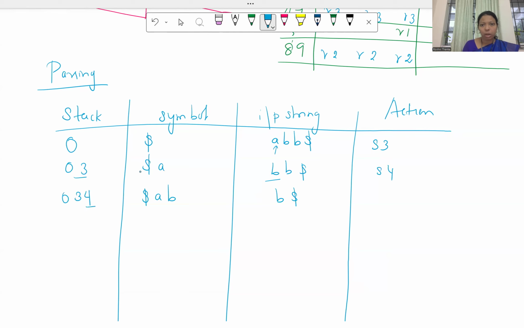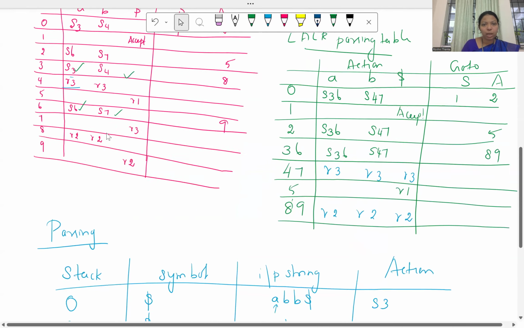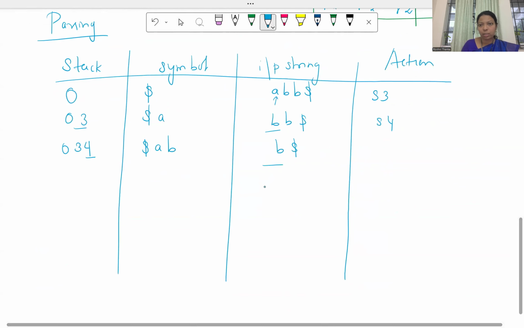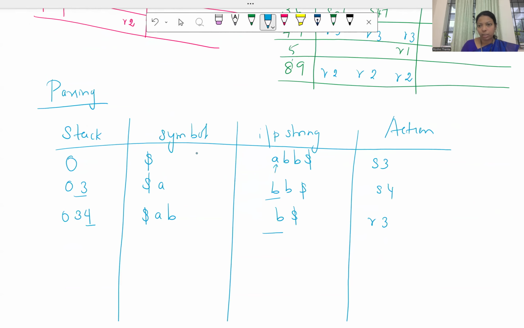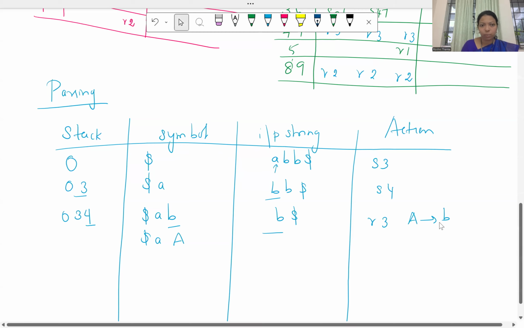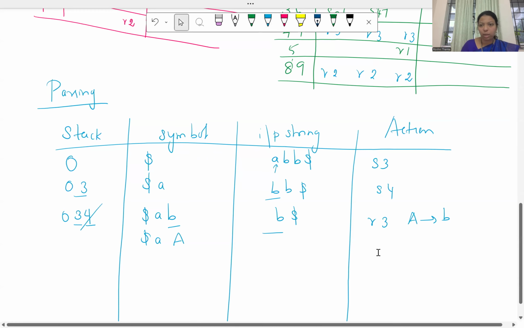Now it is 4 on b. What is 4 on small b? 4 on small b is R3. So what is the R3 production? A derives b. So right, we have to do a reduction, which means here b can be now reduced to capital A. And what is the next thing? Since in the RHS we have only one symbol, reduce one here, and then you have to say 3 on capital A.